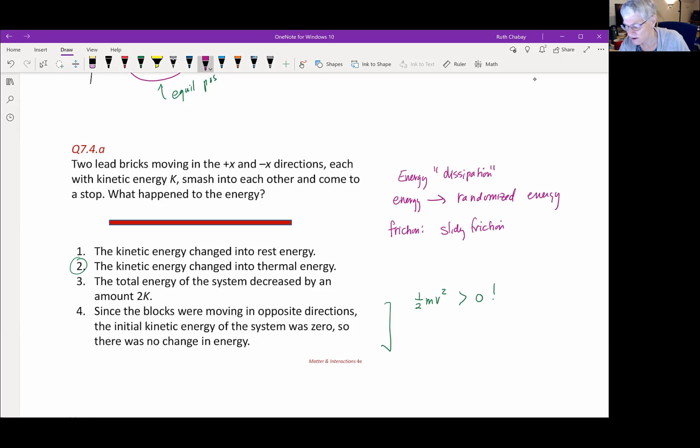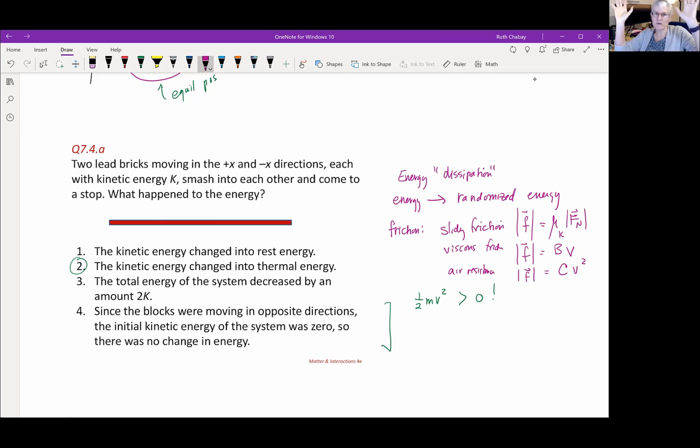So that's an example of dissipation. And this force we know already: the magnitude of the friction force is equal to some constant that we call the coefficient of kinetic friction times the normal component of the force exerted on the object by the surface. There's a thing called viscous friction, where the magnitude of the friction force is proportional to the speed by some constant. And there's air resistance, where the magnitude of this dissipative force is proportional to the speed squared with some constant we can call C. And in each case, you're transferring energy to the environment, and the environment's getting hotter.